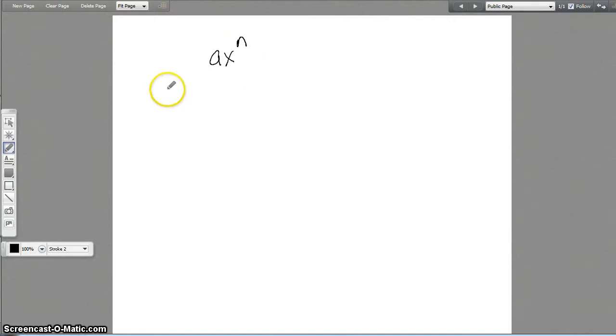As an example, what if you have 4x to the third? We can list the factors of 4. The factors of 4 are 1, 2, and 4. The factors of x cubed are 1, x, x squared, and x cubed. What are the factors of 4x cubed? Well, we have 1, x, x squared, and x cubed.